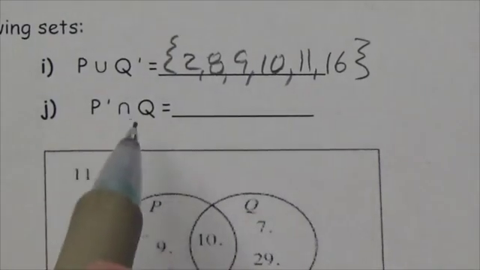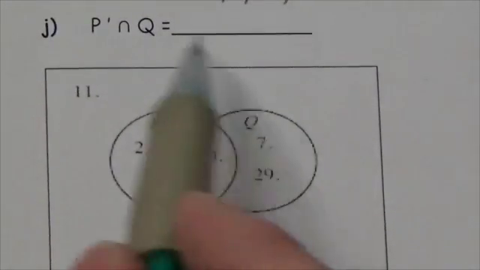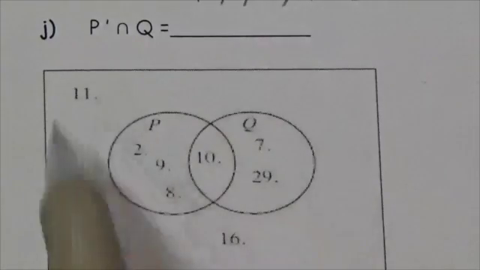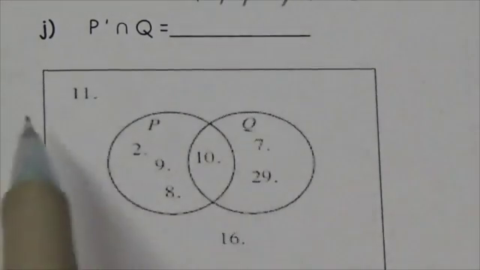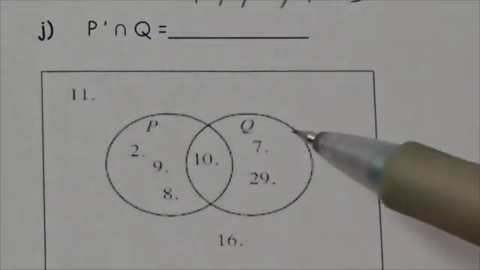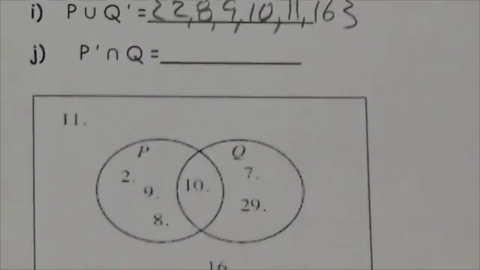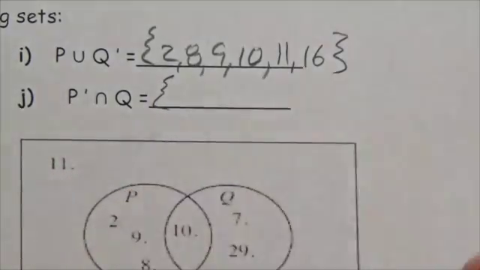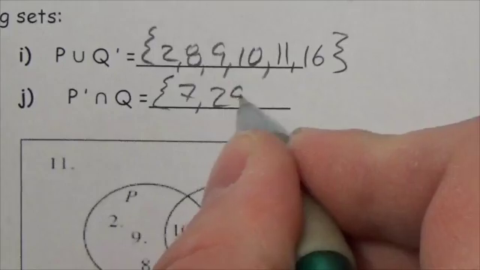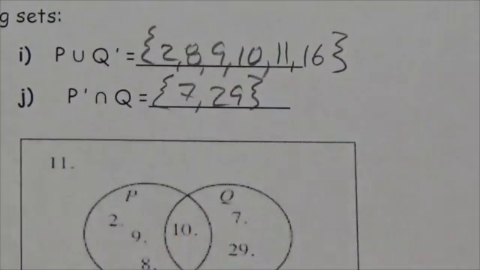Not P intersection Q. Okay, not P, everything outside of P, so 11, 7, 29, 16. Where does that overlap with Q? Well, just at those two right there, 7 and 29. So not P intersection Q will be just the two elements, 7 and 29.